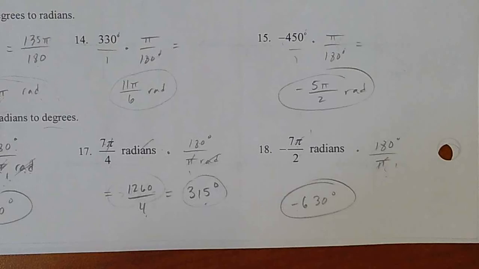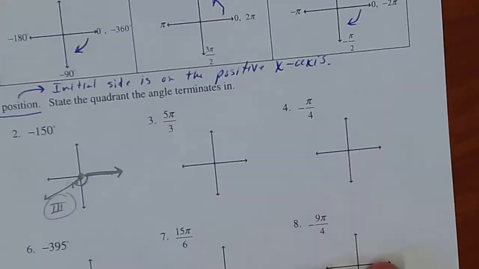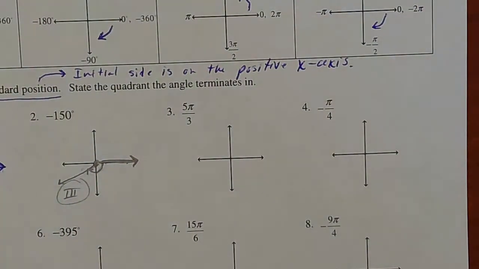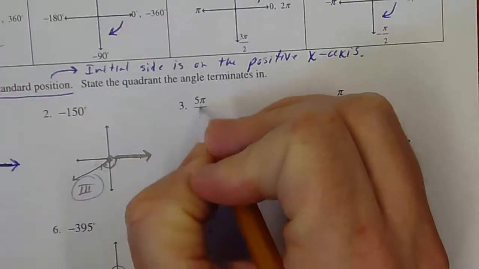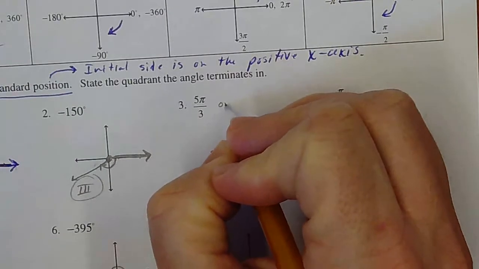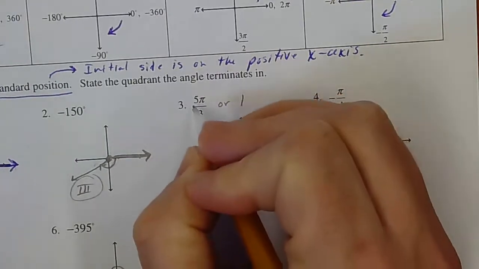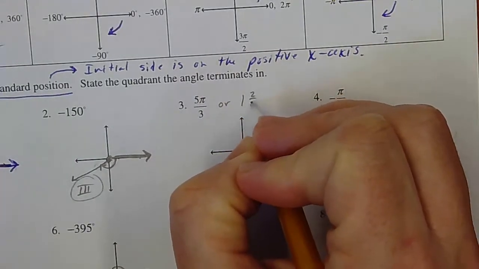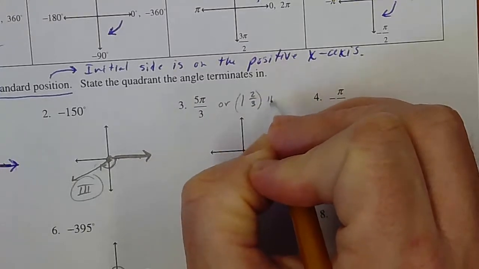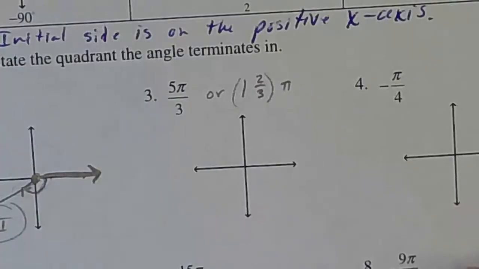Okay, now that we have these conversions down, we can handle 3, 4, and 7 and 8 a little bit better. Now we could actually get by with number 3 without even converting it. What I mean by that is 5/3, if I think about 5 divided by 3, is 1 2/3, right? So we have 1 2/3 pi.